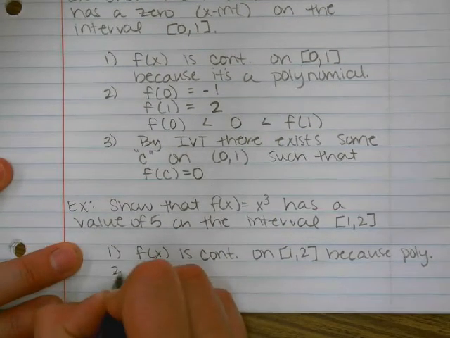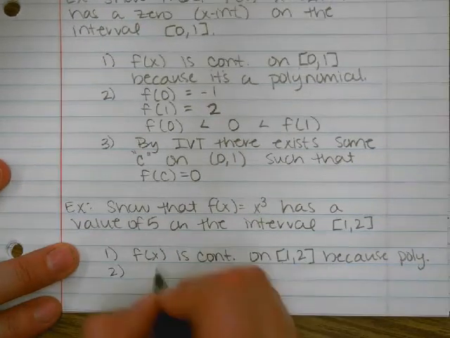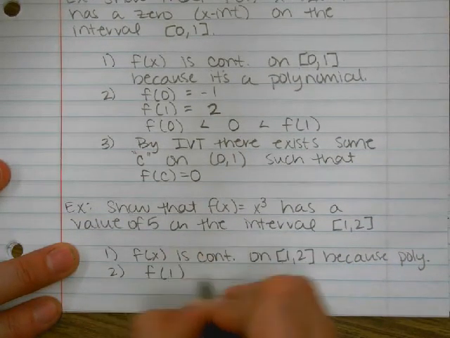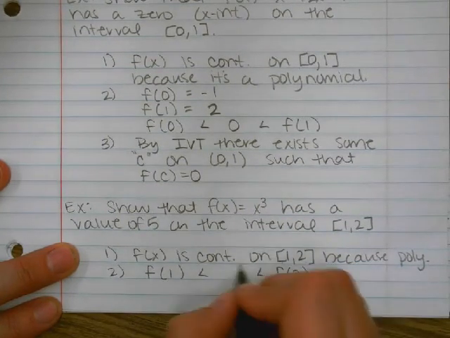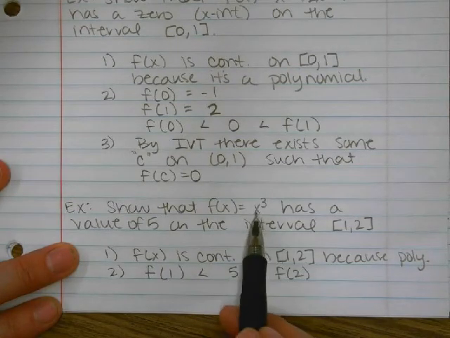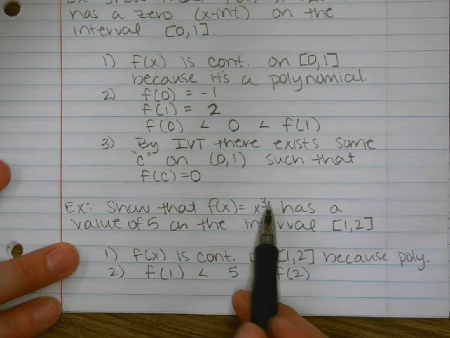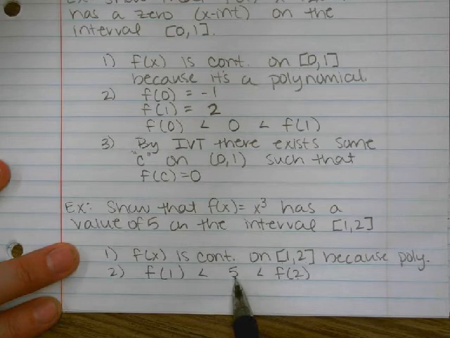The next thing we want to do is evaluate the function at 1 and at 2, and make sure that 5 falls in between those numbers. If I plug 1 in, f of 1 is just 1 to the third, which is 1. f of 2 is 2 to the third, which is 8. And it is correct to conclude that 5 is between 1 and 8.